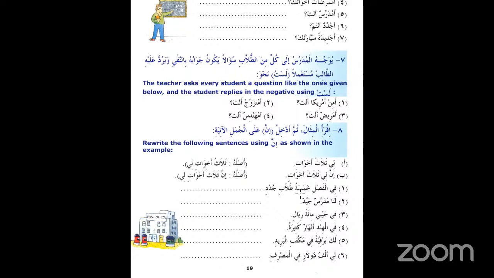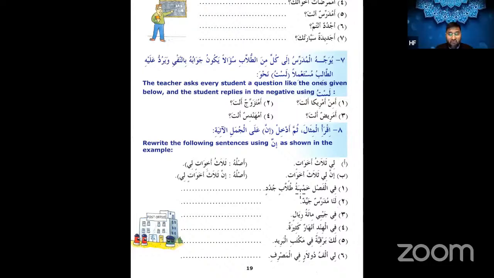Fil Hindi anharun kasiratun. In India, there are many rivers. Inna fil Hindi anharan kasiratin. It will be kasiratin. Inna fil hindi anharan kathiratan. Sifa mawsuf. Okay.